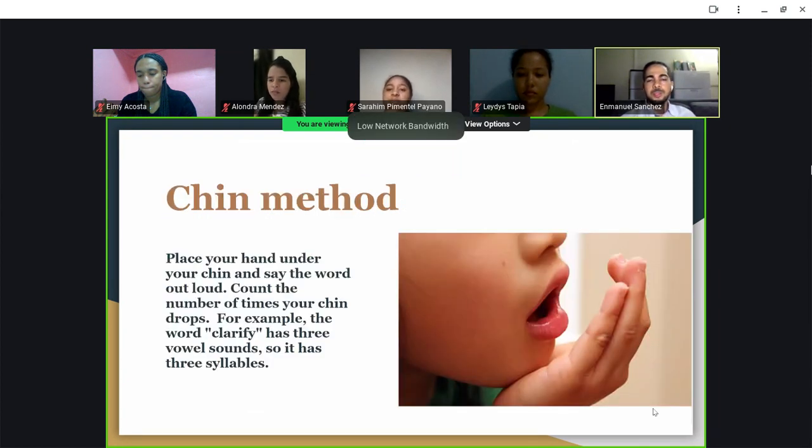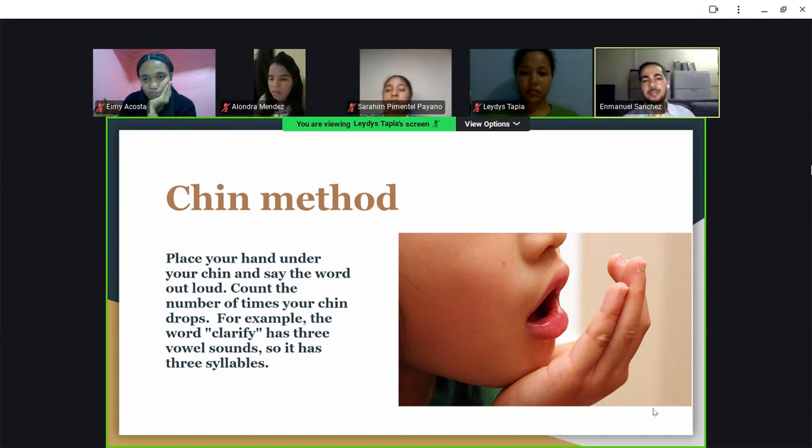On the next one, you will see that we have the two methods. This is very easy. You just have to place your hand under your chin and then you say out loud the word that you want to pronounce. And every time that the chin touches your hand, it's going to be a syllable. For example, if you use clarify, you will see that it has three touches in your hand. It means that it has three syllables.